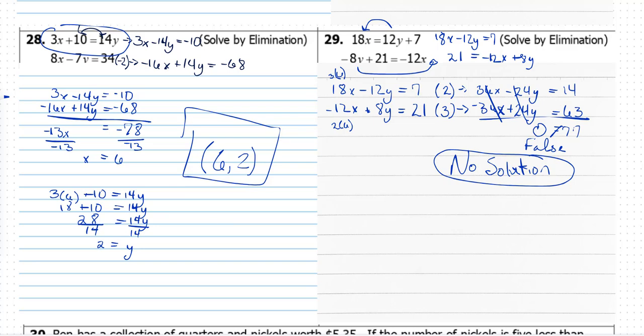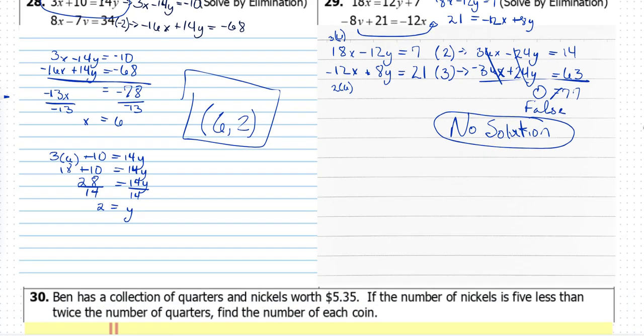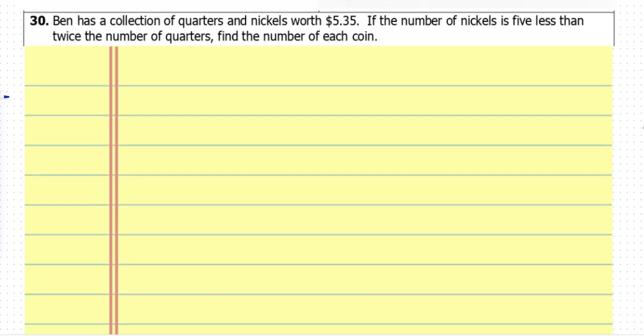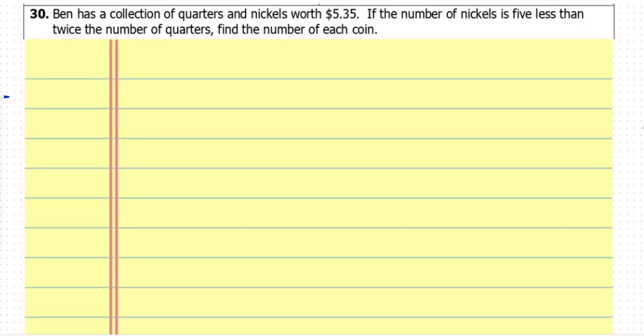So now let's go on down to the next one where we have the story problem with Ben collecting coins. Ben has a collection of quarters and nickels. And so I'm going to use X to represent his quarters, and Y to represent his nickels.